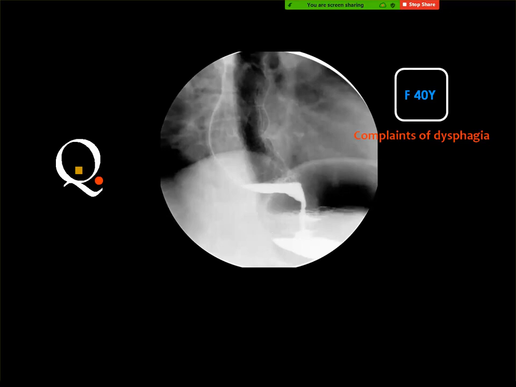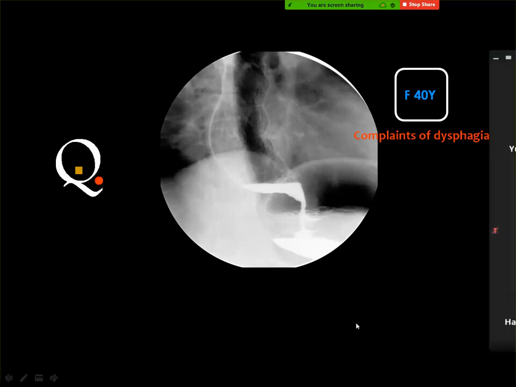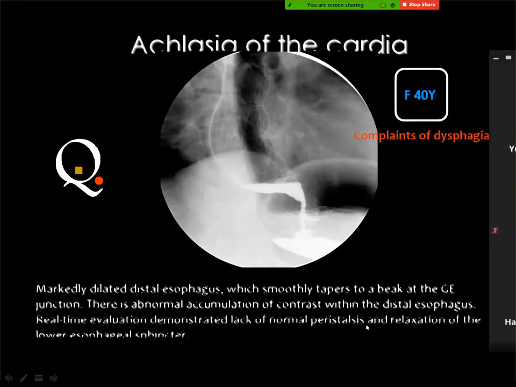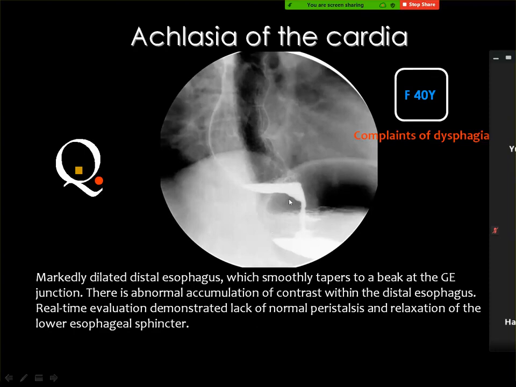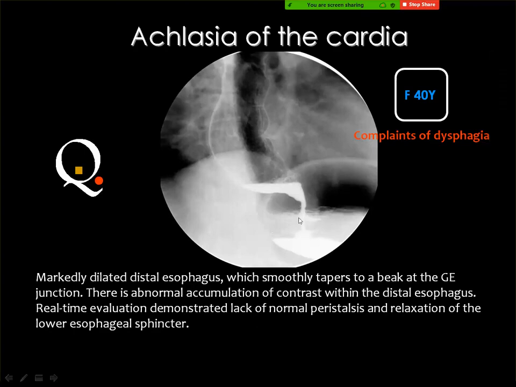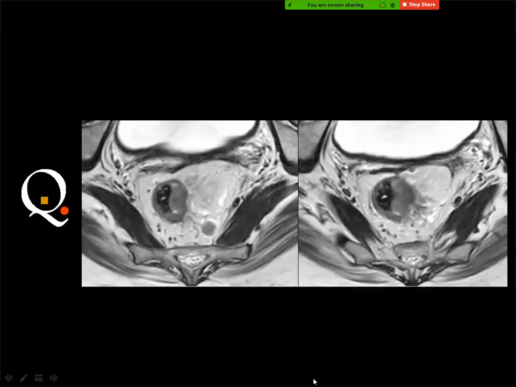Barium swallow. What is the diagnosis? Achalasia. Achalasia of the cardia. Yes, there is the smooth narrowing of the distal part of the esophagus with considerable proximal dilatation, diagnostic of achalasia of the cardia.